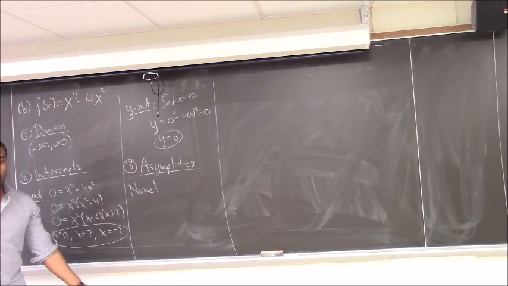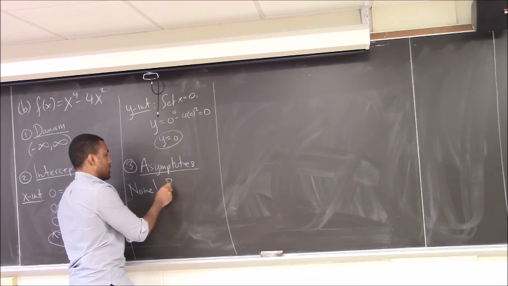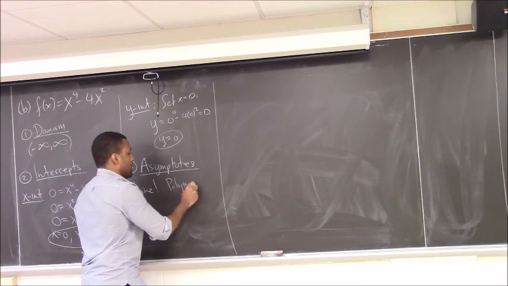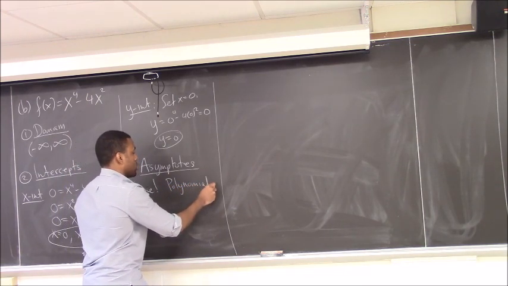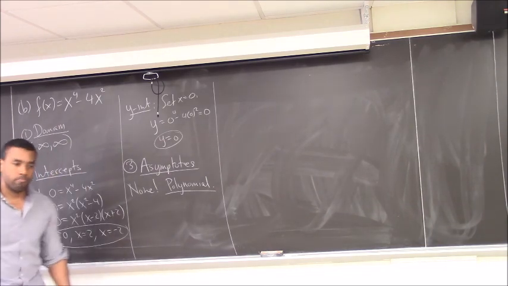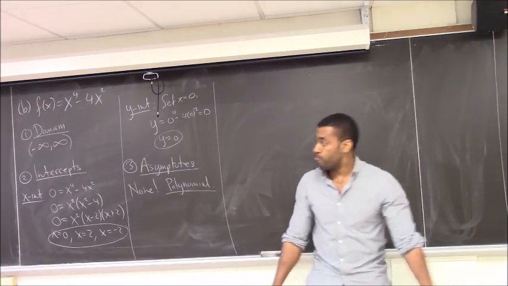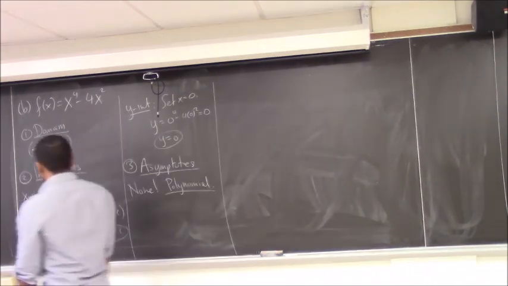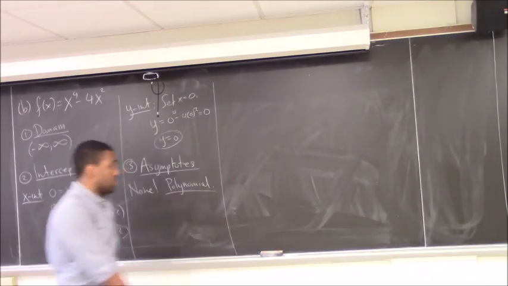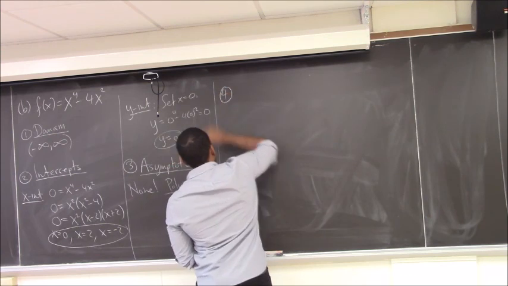By the way, this will always happen for a polynomial. Polynomials don't have asymptotes. So that's just something you can skip with a polynomial. So that's the asymptotes. So next thing we move on to 4. There are none.